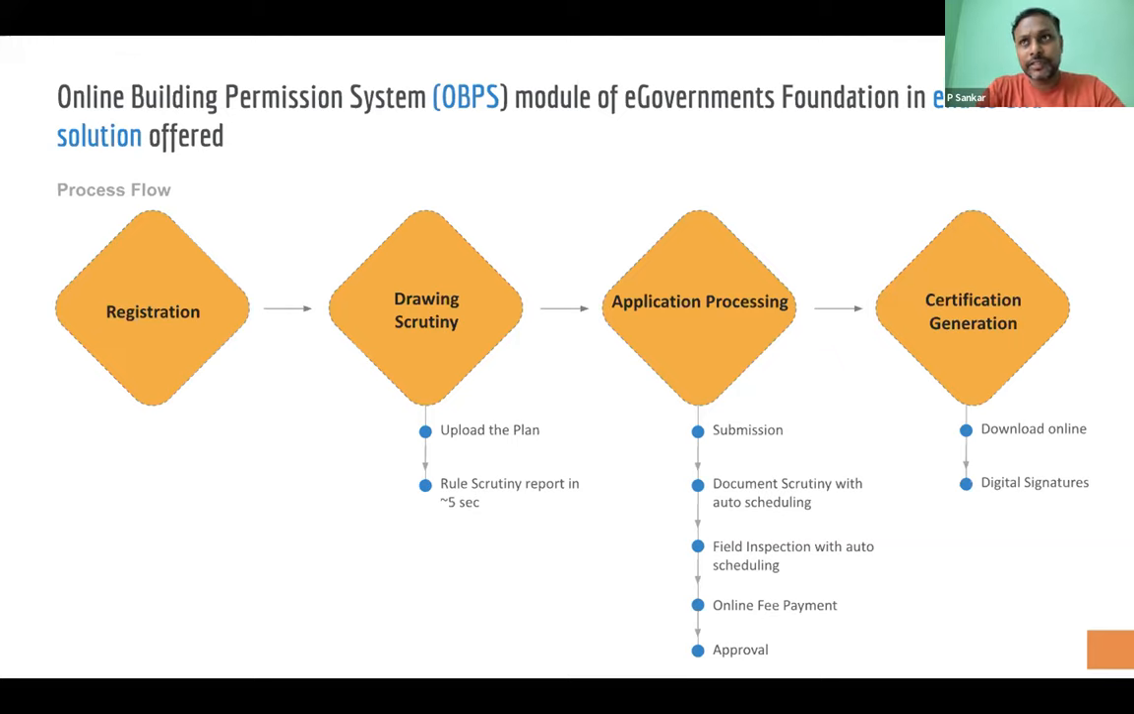And right now we have two services. One is online building permission, the other one is an occupancy certificate application. In the online building permission system, this is an overview.